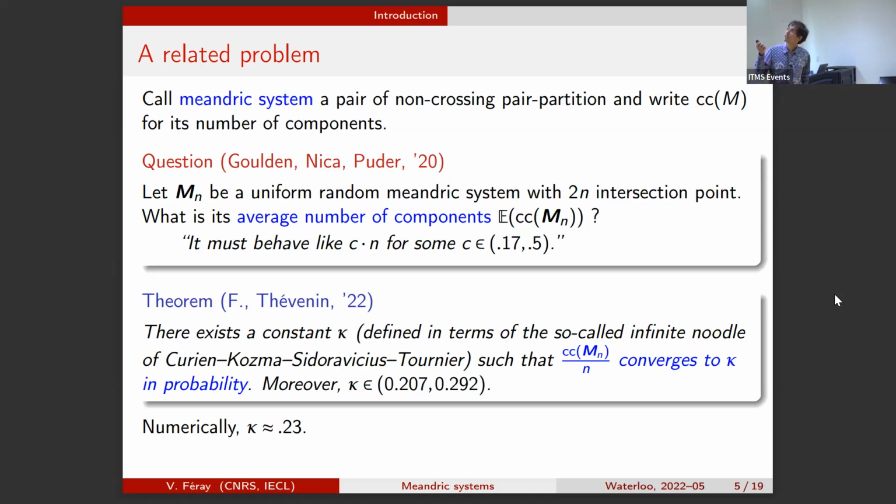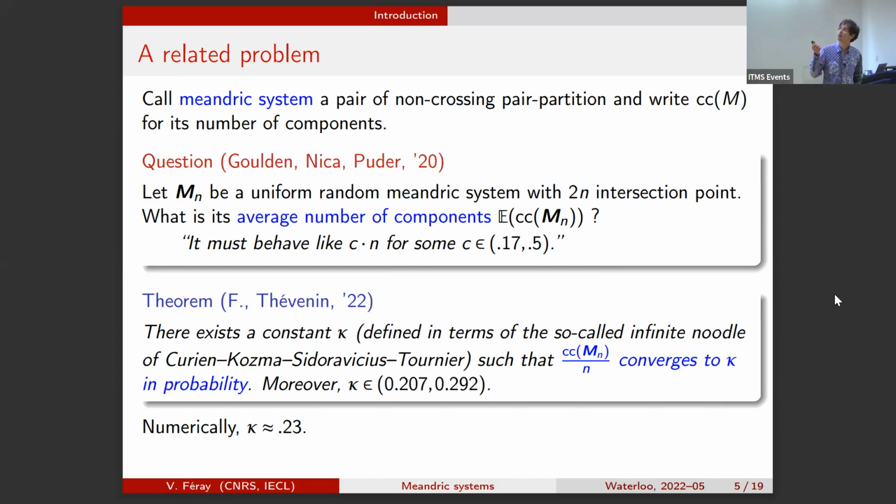Something which is interesting: we don't have a very compact formula for this kappa. I will show you some rather complicated combinatorial summation formula at the end, but it's defined in terms of something which appeared recently in a probability paper by Curien, Kozma, Sidoravicius, and Tournier, which is called the infinite model. So I'll say a word on that in the second part of the talk.